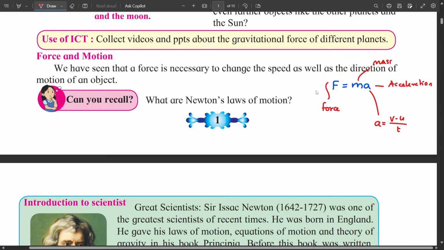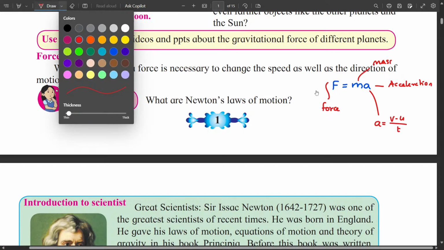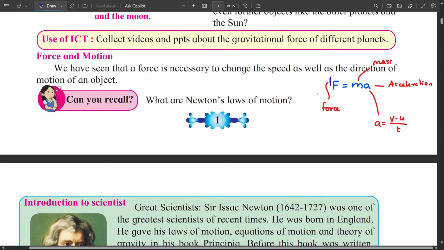Second law gives the definition of the force. He said that the rate of change of momentum of an object is directly proportional to the applied force, and the change in momentum occurs in the direction of applied force. The same formula F = ma is actually derived from Newton's second law of motion.